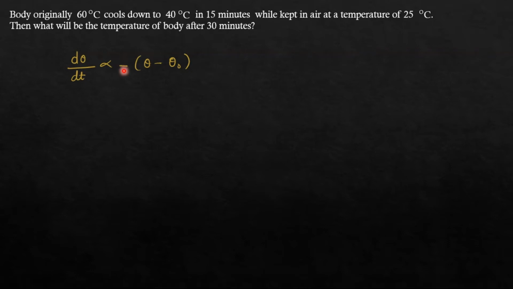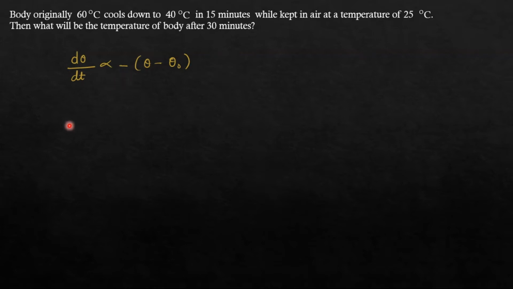Why the minus sign? Because it is the case of cooling, as with time the temperature is decreasing. So d theta by dt is negative, but theta minus theta naught is positive, because the body temperature is higher, which is why it is cooling. So one side is positive and the other negative, and in order to satisfy the equality, I have put the additional negative sign.